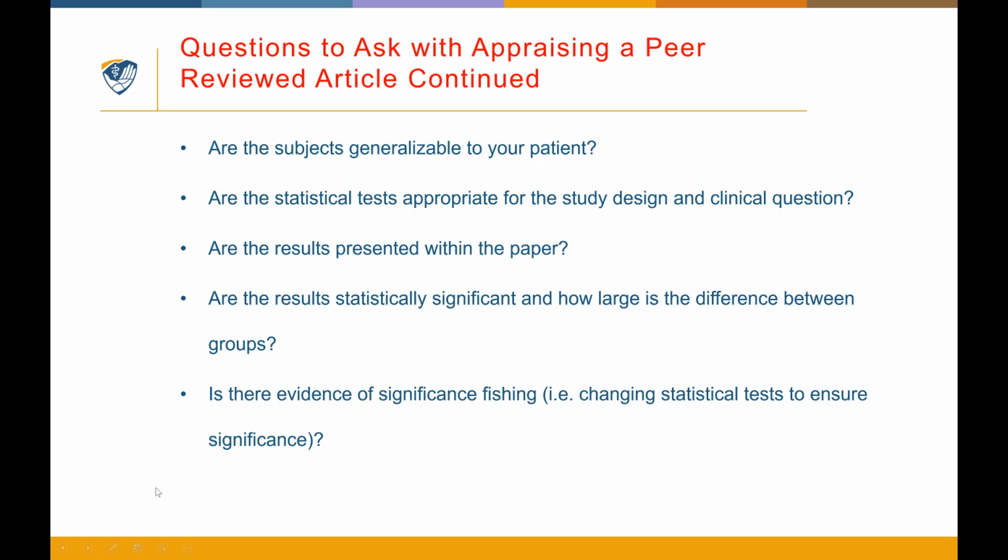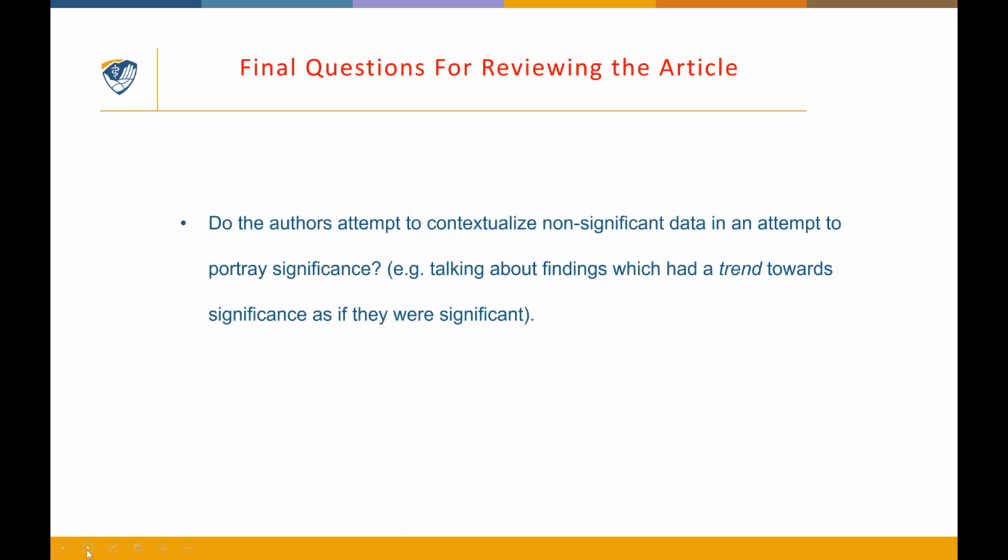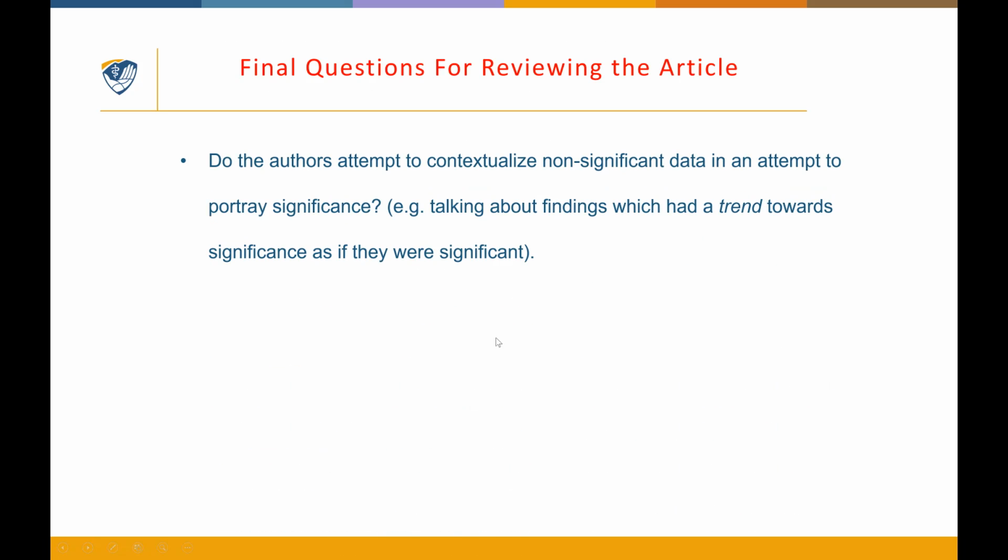They may say that if we had more subjects, we could have possibly obtained statistical significance, or it was trending that way. Some final questions that you should be looking at here, again, are the results actually significant? Just because the authors say they are, you need to do your homework. You need to find out how those statistics were derived. What formulas did they use? Were they the correct formulas?